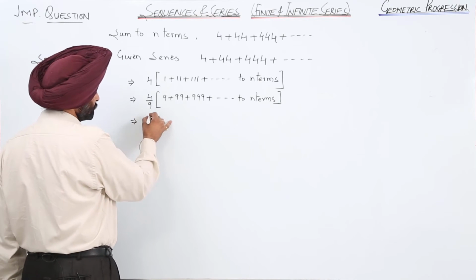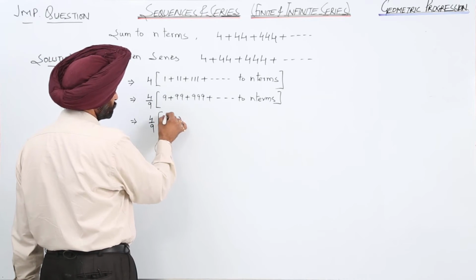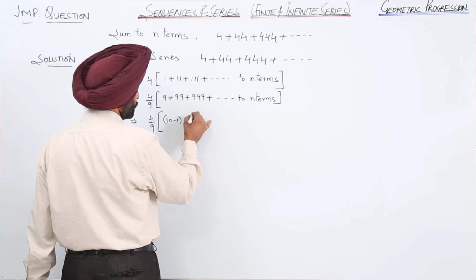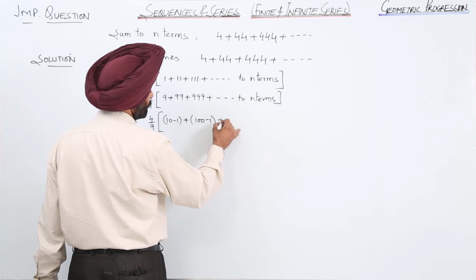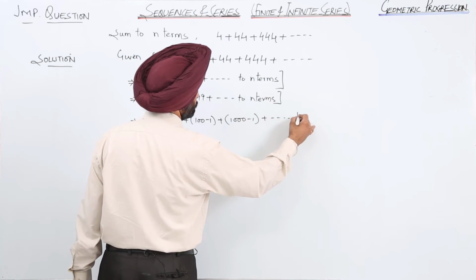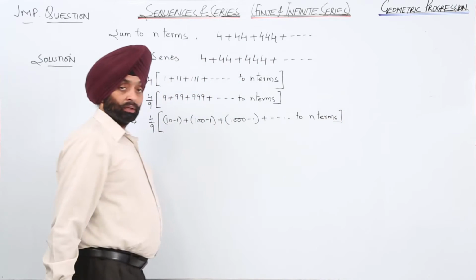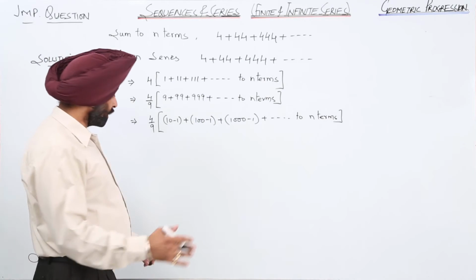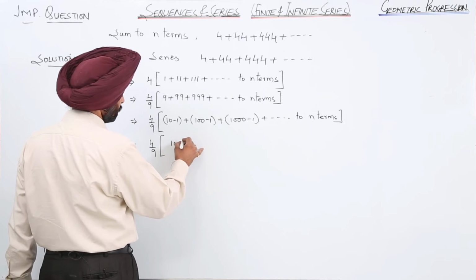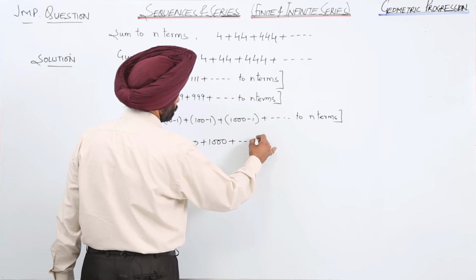But what is the benefit of multiplying and dividing by 9? This 9 I can now write as 10 minus 1. Subtracting 1 from 10 gives us 9. Subtracting 1 from 100 gives us 99. Subtracting 1 from 1000 gives us 999, like this to n terms. Still it is not a GP. Now just split it. 4 by 9, now 10 plus 100 plus 1000 to n terms.